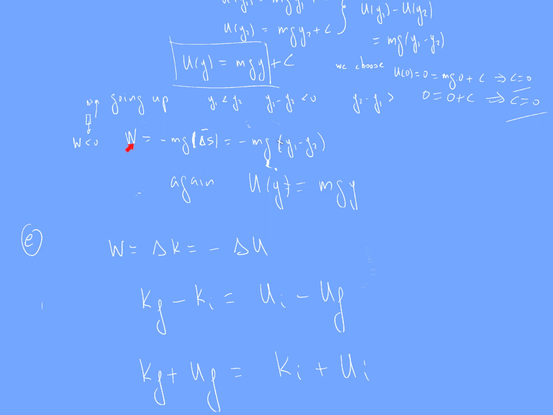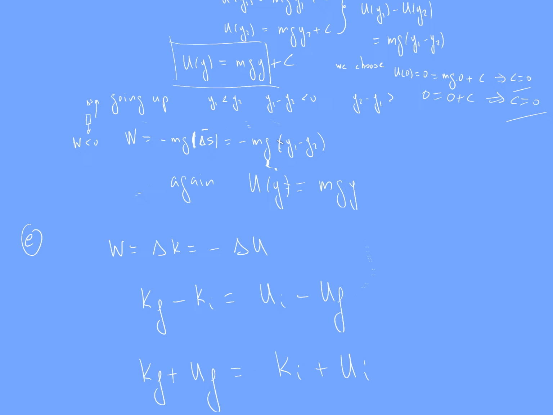What will be the work going up? Going up, the weight is going downwards, and the displacement delta y is going up, so the work will be negative. What will be the work? It will be the force in the direction of the displacement. Oh, but the displacement is going up and the force is going downwards.